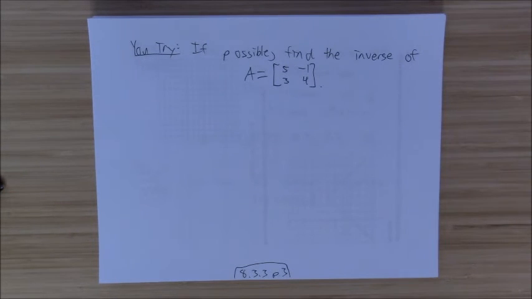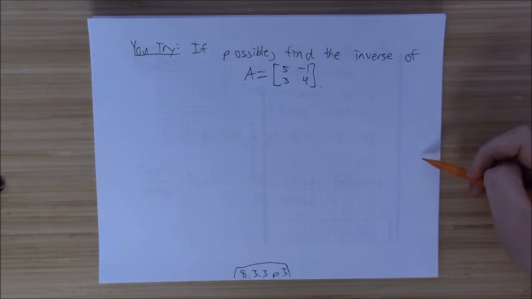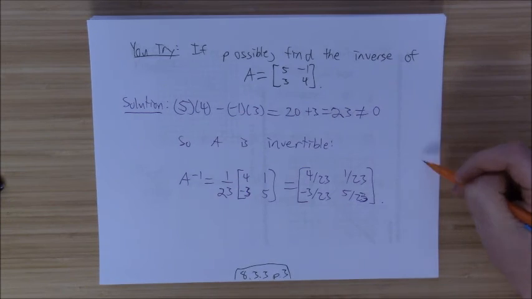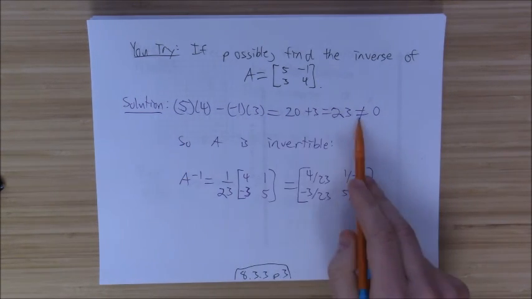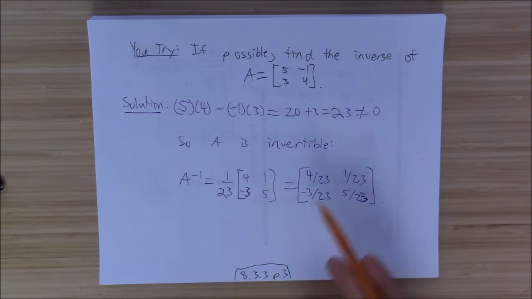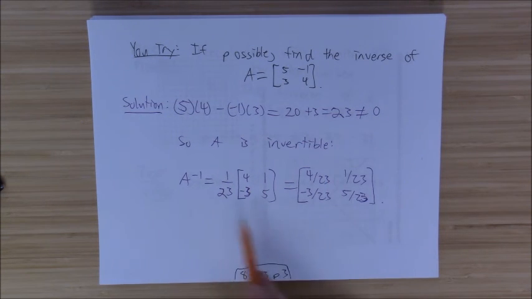Now it's your chance to try out an example. Go ahead, if possible, find the inverse of the following matrix A. On the count of 3, I'll reveal the solution. 1, 2, 3. So here we see that we get 23 for the determinant. Since that's non-zero, A is in fact invertible, and there would be its inverse.